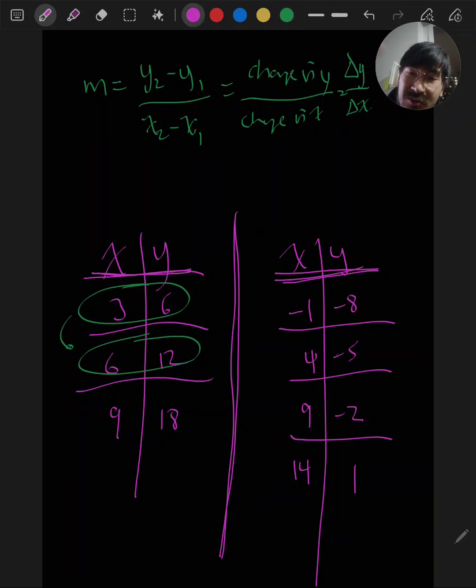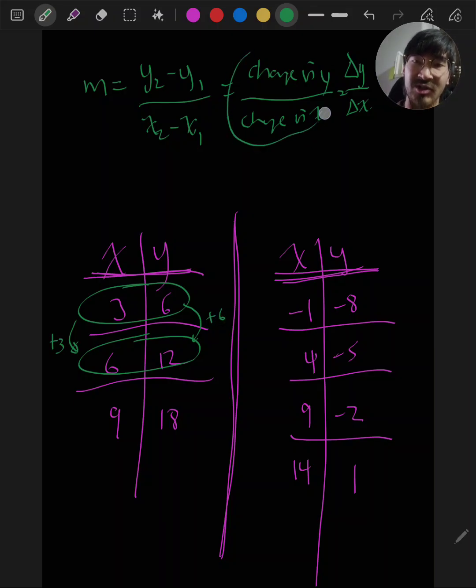So I choose two rows, and I have to check what is the increase or decrease in x here. So here it's plus 3, and when x increases by 3, the output y increases by plus 6. So looking at the above equation, the change in y over change in x would be 6 over 3, which is equal to 2. So this tells me that the slope is 2.